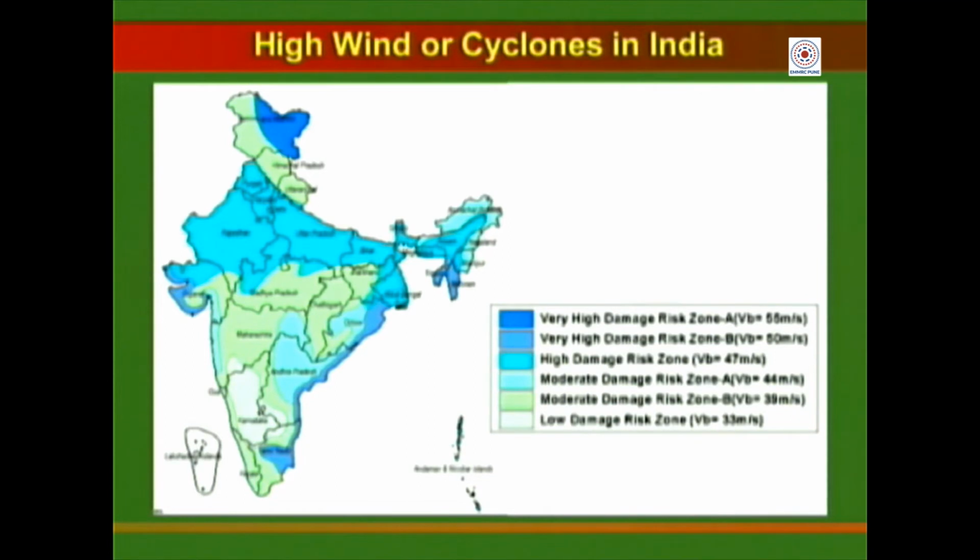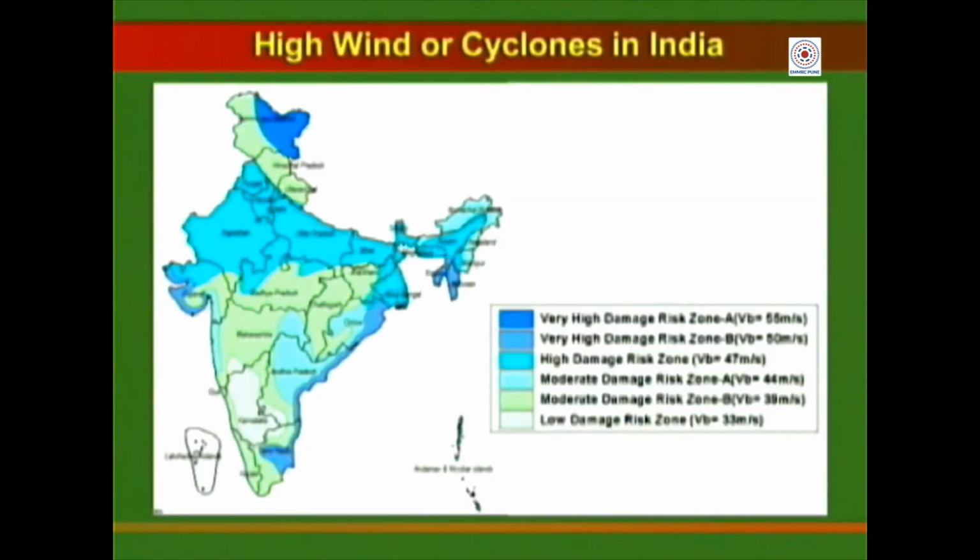If we see the high wind or the cyclones in India, there is a classification given by the Indian Meteorological Department, and BMTPC has made this particular map, the Vulnerability Atlas of India. We can have a look that there are 6 basic zones, starting from low damage risk zone to very high damage risk zone, and the whole northern part of India falls in the high damage risk zone. If we go down, the whole eastern coast is suffering from moderate damage risk zone, and this is the profile. You can just have a look at that.